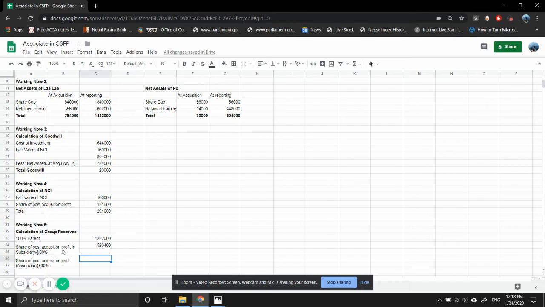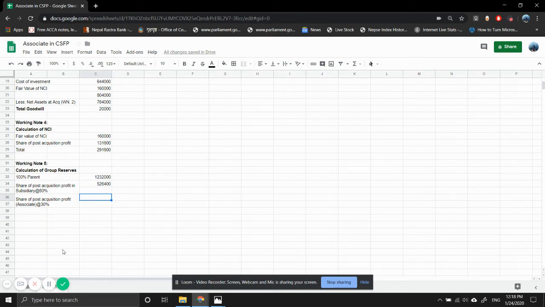So how much will they be getting, so how much was the profit percentage? We have not calculated it yet. Okay, so what we'll do is that we will make a working note 6 down below. Working note 6, this will be investment in associate.